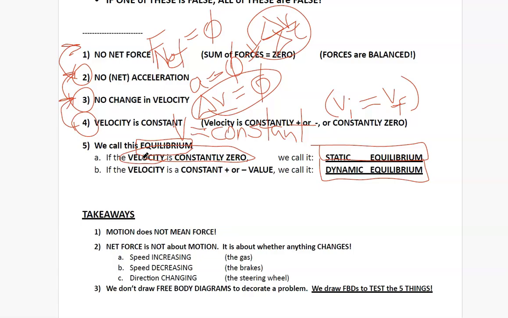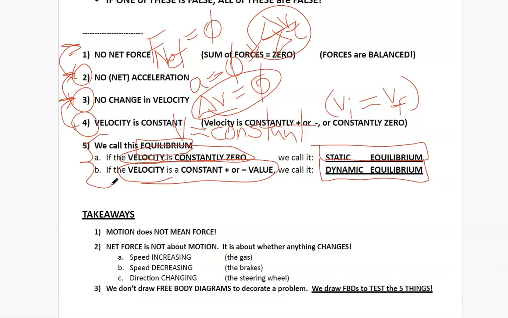That is called static equilibrium. Static means standing still. Dynamic means it's doing something. So if the velocity is not zero, it's some positive or negative value, it's constantly that positive or it's constantly that negative value, that's dynamic equilibrium. But to a physicist, these two are essentially the same thing. They behave the same way. They just have two different names. But we'll just refer to it as equilibrium. So if you hear any of these things, it means all of these things.